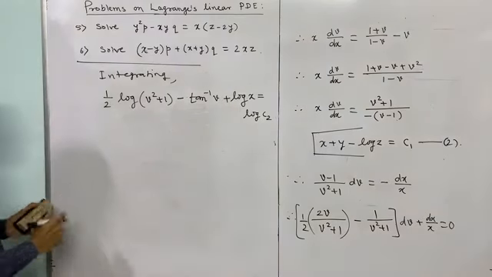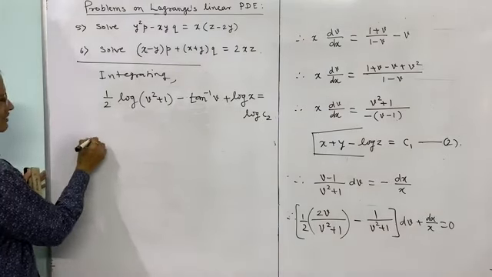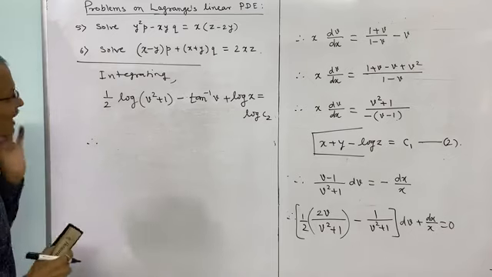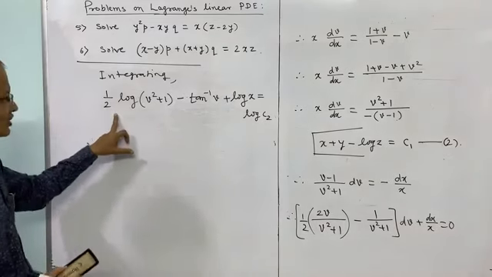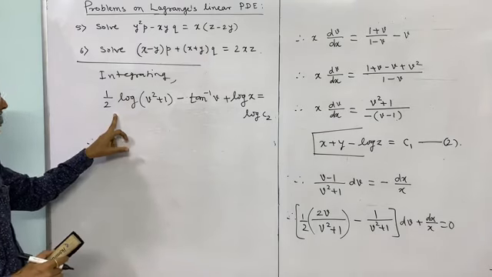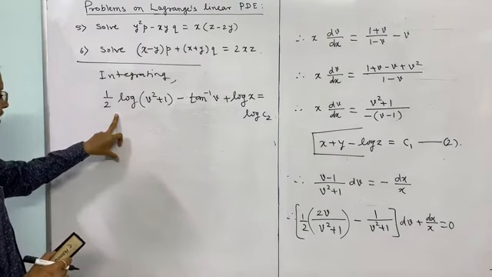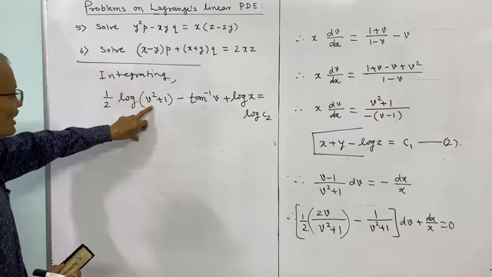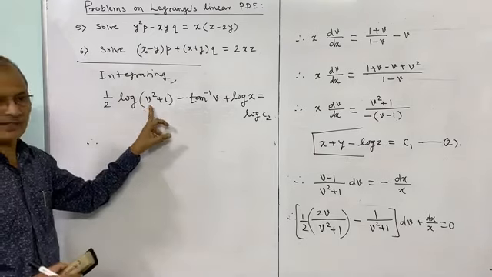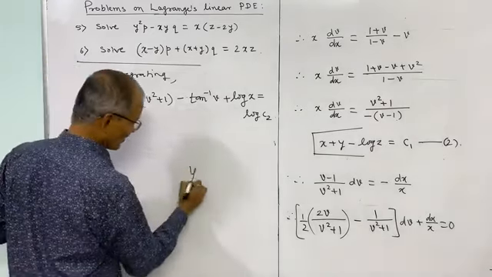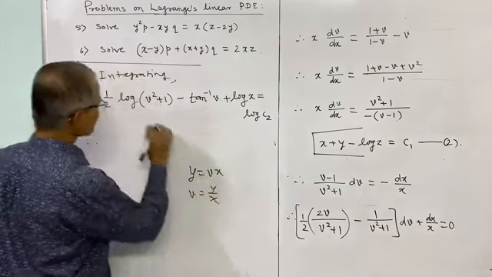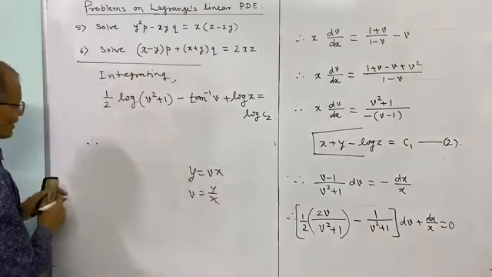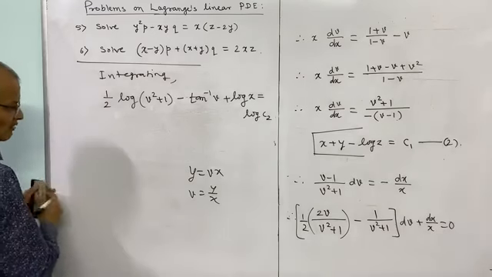and thus, we can multiply throughout by 2 to avoid this fraction. But before that we should put the value of v. We have taken y is equal to vx, and therefore what is v? v is y upon x. So we shall replace the value of v, replacing v is equal to y by x.